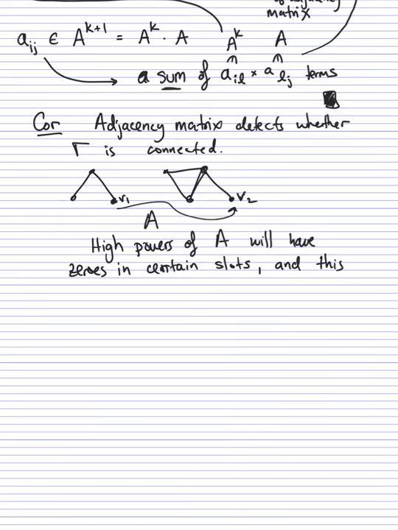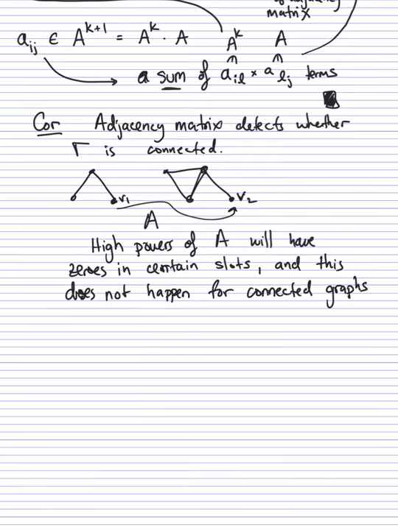And this does not happen for connected graphs. If your graph is connected, then there will eventually be a path between any two vertices of some length, which means that eventually the adjacency matrix will have all positive non-zero entries. Does not happen for connected graphs.